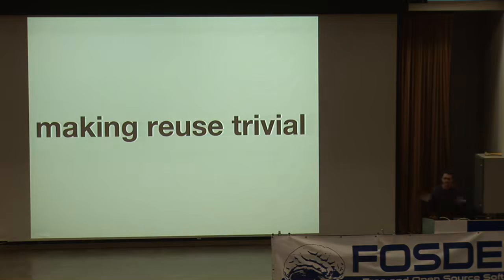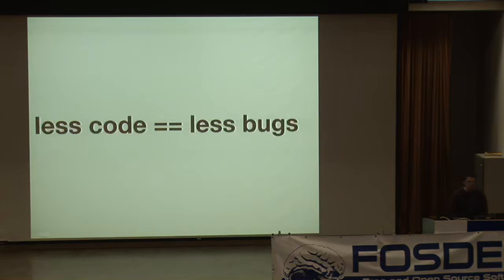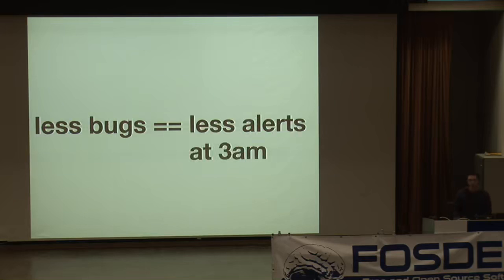So it means that instead of having to write the same checks again and again, you can reuse an existing library of checks that other people have written. And this is great because it means that you're writing less code, which means that there will be less bugs. And less bugs mean less alerts, and less alerts at 3 a.m. in the morning, which is obviously what we're all optimizing for, right?